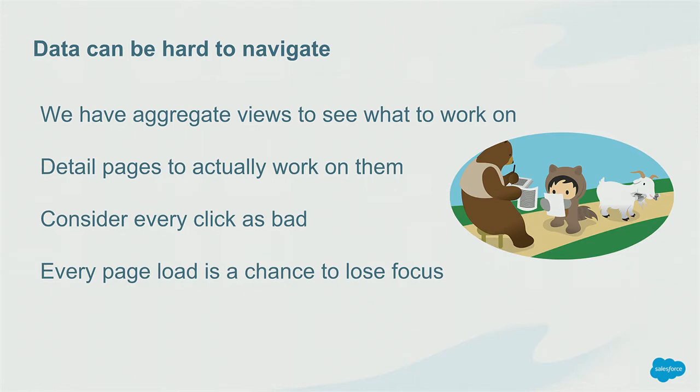So data can be hard to navigate. A common theme I've seen is we have aggregate data views, like list views and reports, to figure out what we should work on. And then we have detail pages to actually work on those records. A common workflow that I've seen is you have your list view to tell you these are the records I'm going to look at today. You open up a record on a new tab and then work on that record, close that tab, go back to your list view, just close out your list view, and then go to the next list view you have or a report. And while it works, it's a little tedious.